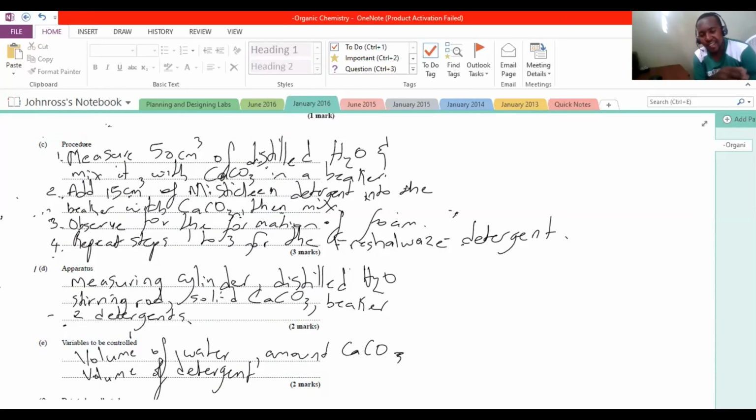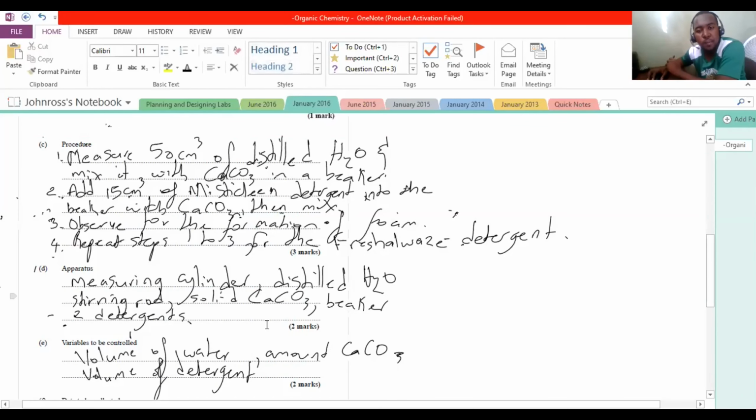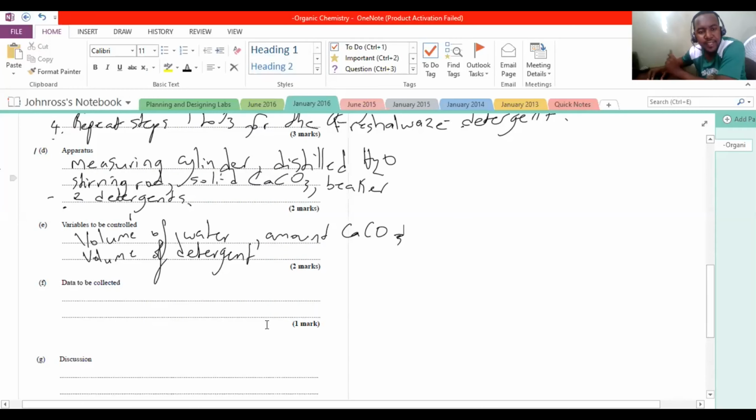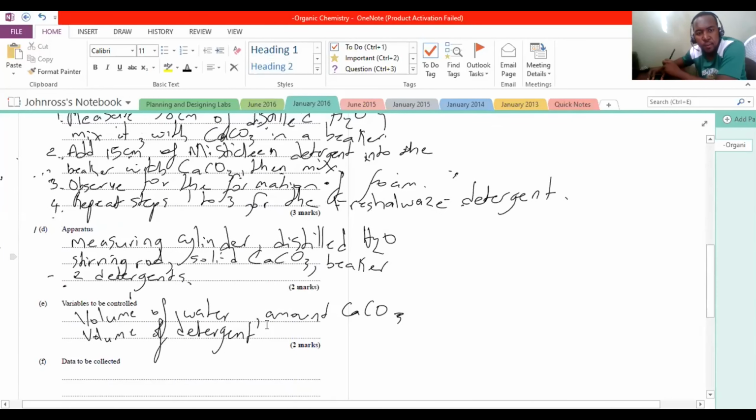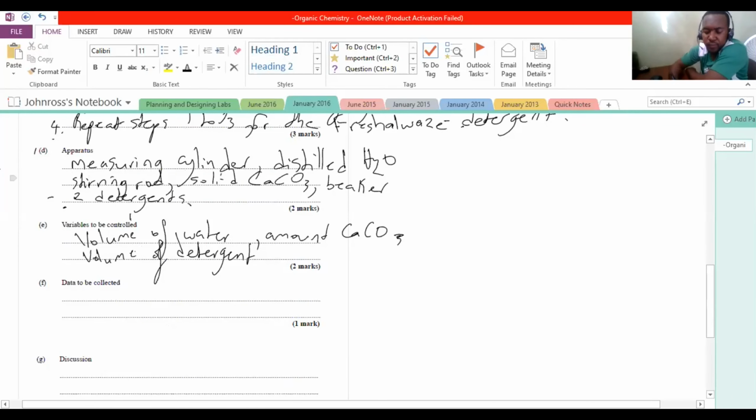But remember, it's never one. So once it says variables, you can't write one. The only way you're going to write one for an answer is if it states to give one of the control variables. Anything else, you give all if it doesn't state how much, or if it states 2 or 3, then you give the 2 or 3. All right, data to be collected. Amount of foam formed. So the presence of foam or the amount of foam.